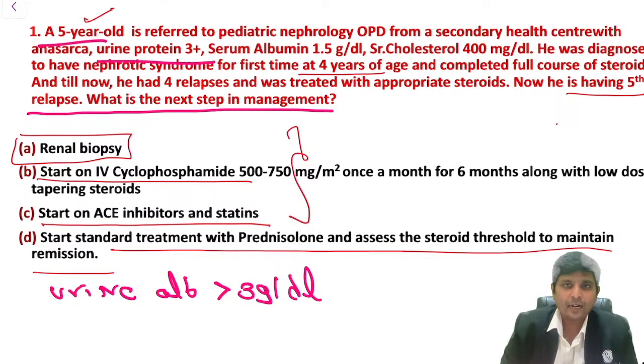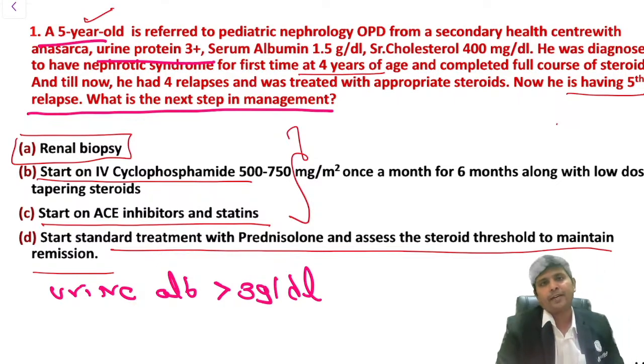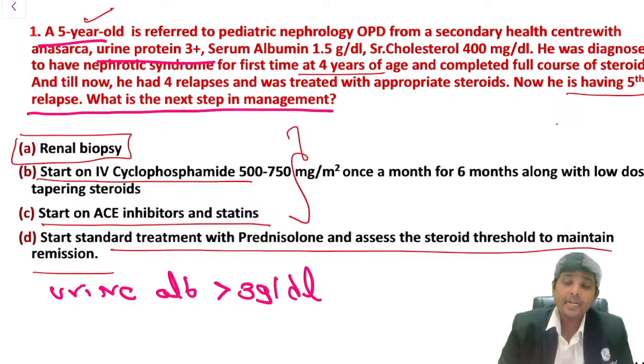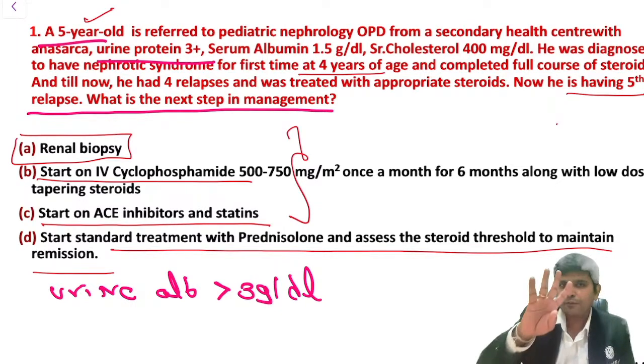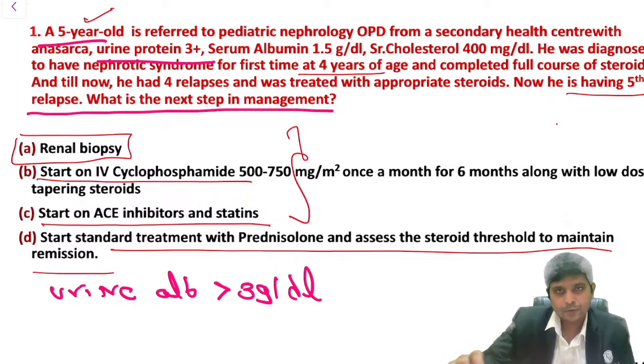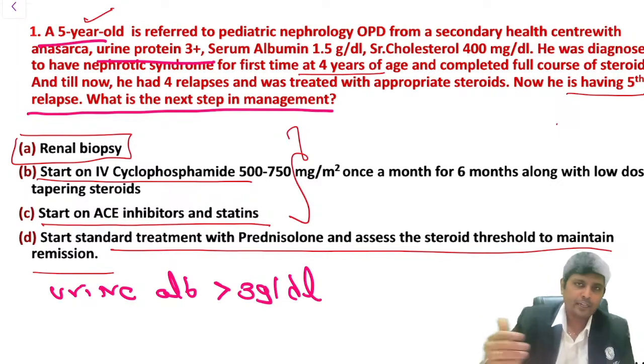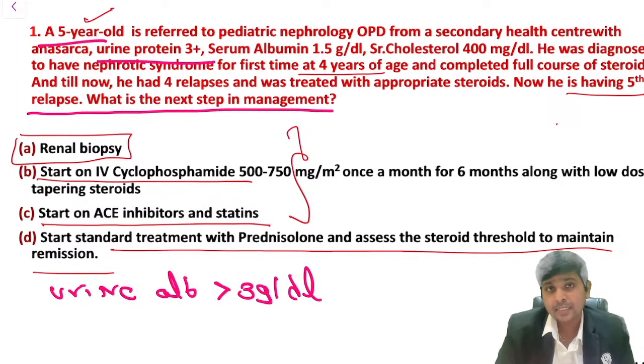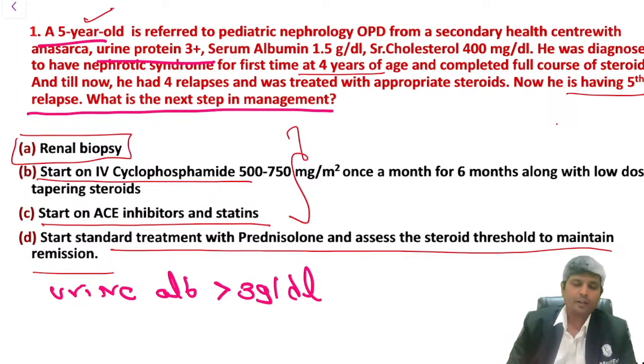What is the treatment for relapses? The treatment for relapse is prednisolone 2 mg per kg per day till remission is achieved, followed by 1.5 mg per kg on alternative days for 4 weeks. Whereas what is called frequent relapse? 2 or more episodes in 6 months or 4 or more episodes in 1 year. In case of frequently relapsing nephrotic syndrome as well as in case of steroid dependent nephrotic syndrome.